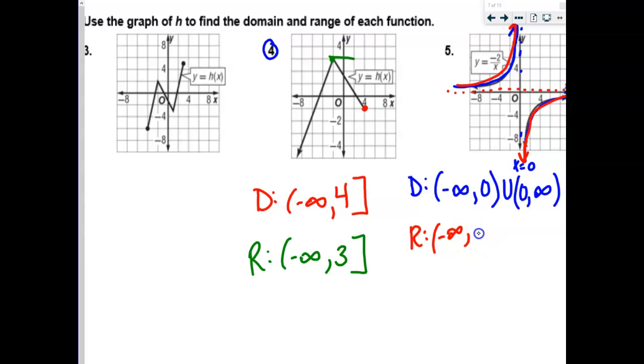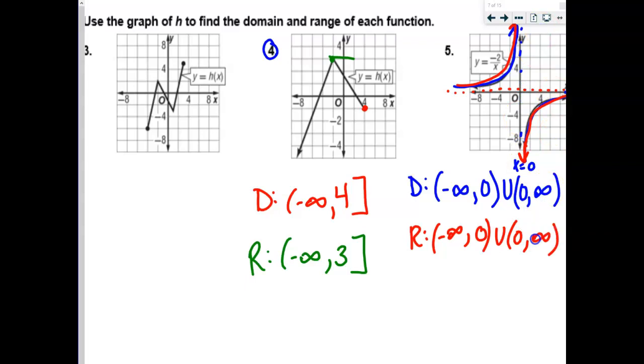Negative infinity, the y's get interrupted at 0. What kind of a symbol do I put on 0? I don't hit 0 because of the asymptote, so I have to use a parenthesis. And then you got to jump over 0 to get to the other side of it. So again, you start with a parenthesis. And then it goes up until infinity. All right, so that was weird.